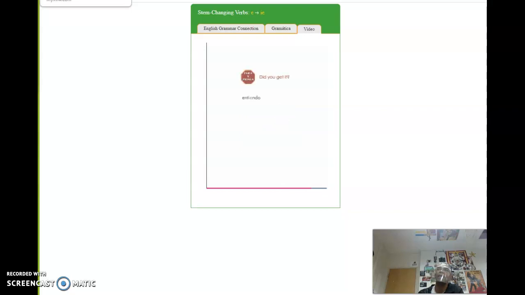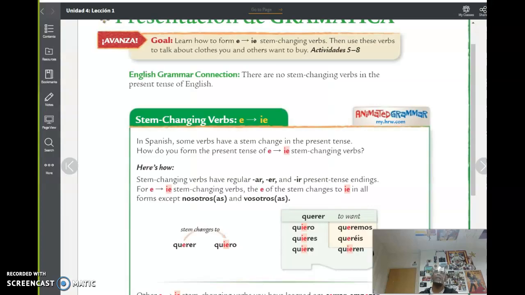So stem changing verbs, what they are is changes. There are two parts of the verb, right? The beginning, that is what's called the stem. Kind of like a plant has the stem, the beginning of the plant, right? So the beginning of the verb is called the stem. The last part is the ending. And all verbs end with AR, ER, and IR.